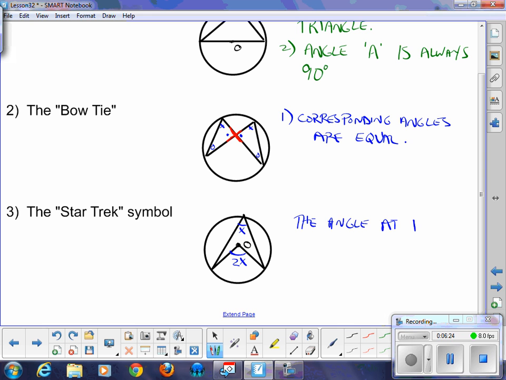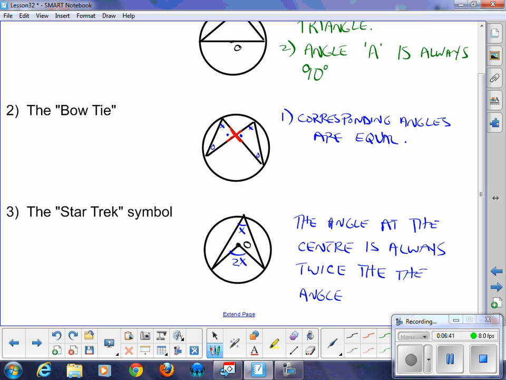Angle at the center is always twice the angle at the outside. So there you go.